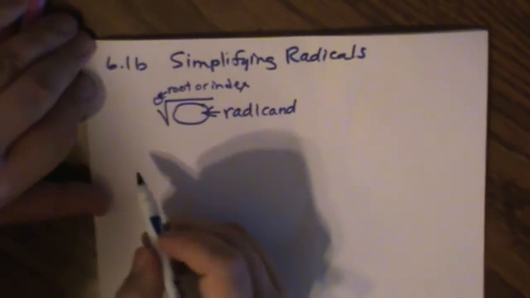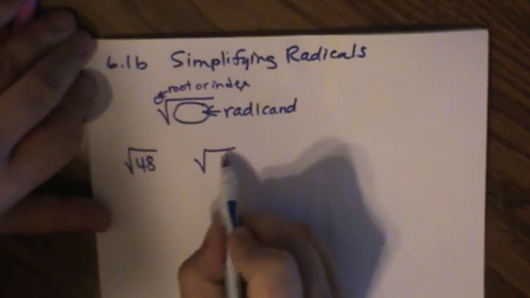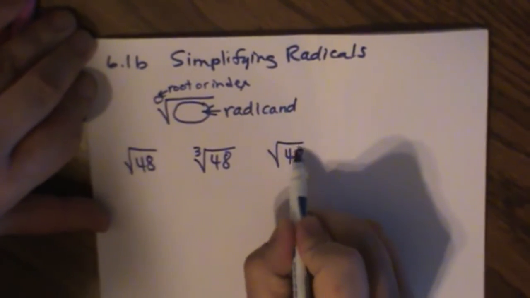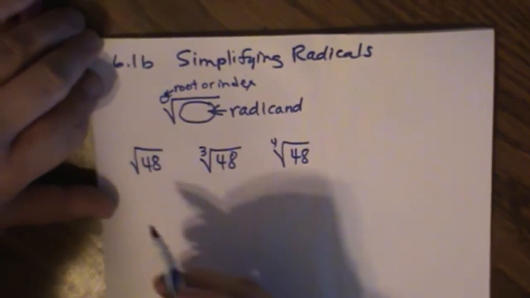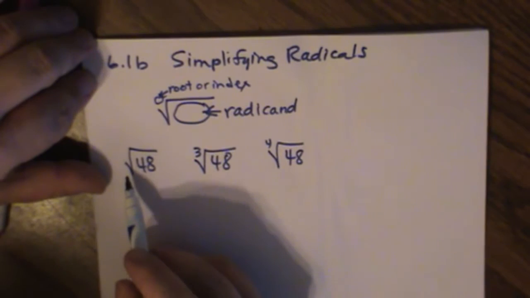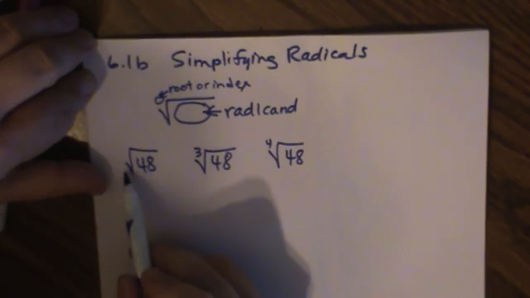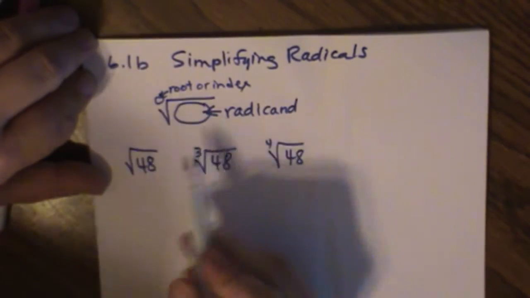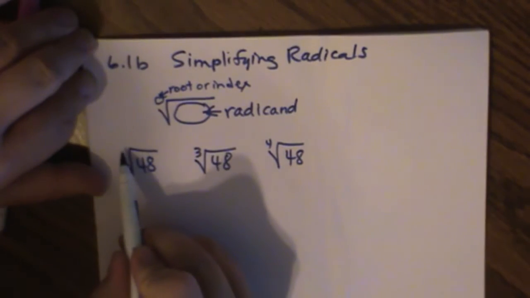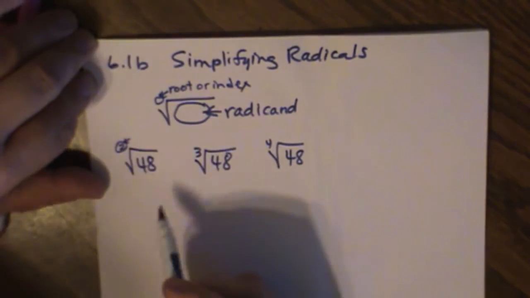So here we have the square root of 48. Here we have the cube root of 48. And here we have the fourth root of 48. Whenever you have radicands, it takes pairs, it takes however many is here to get a whole one out. Since there's nothing here, we have to pretend there's a 2 there.